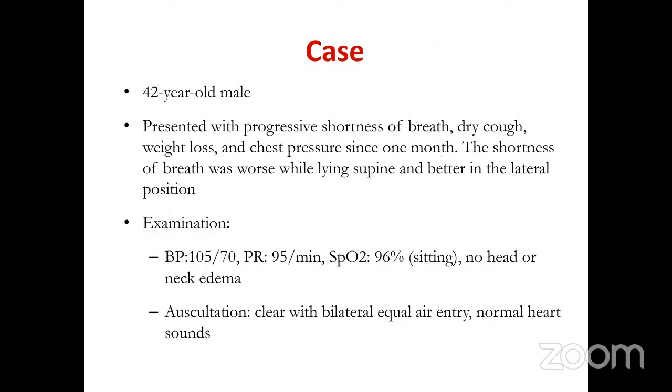Now, this will be a common case since many of you here are postgraduate students. Let's take a simple case: a 42-year-old male who presented with progressive shortness of breath, dry cough, weight loss, and chest pressure since 1 month. The shortness of breath was worse on lying supine and better in the lateral position. I think, as the previous speaker was also saying, this will be a common manifestation of any of the mediastinal lesions. So when you are doing a pre-anesthetic checkup for these patients, do look for those symptoms. If they are present, yes, this means there is a mediastinal mass, and that needs further assessment and evaluation.